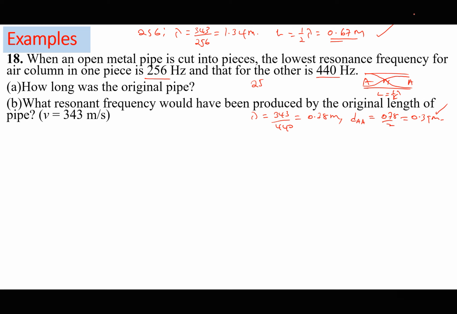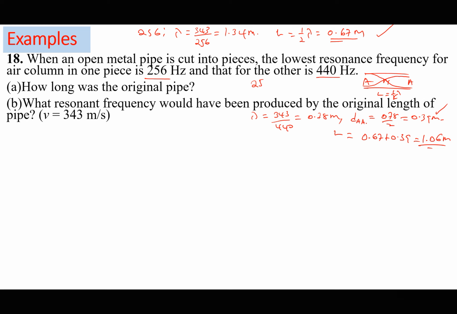So I'll just add 0.39. So the total length is going to be 0.67 plus 0.39, which gives us, I think, 1.06 meters. That will be the total length of the pipe. What resonant frequency would have been produced by the original length of the pipe? So the original length of the pipe.